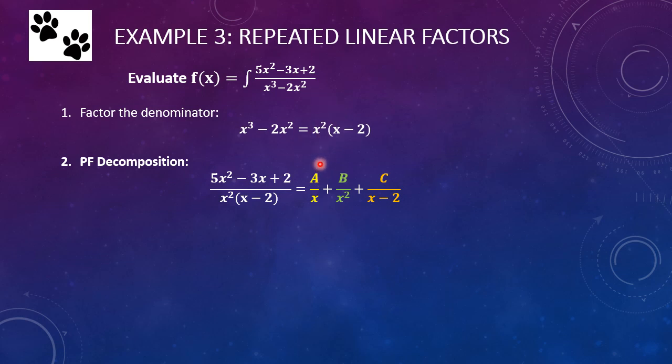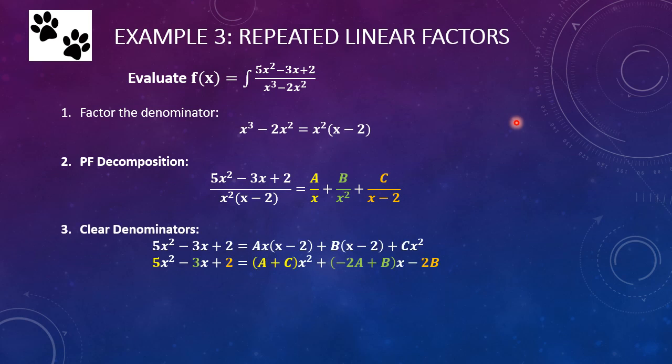And so here we have a over x plus b over x squared plus c over x minus 2, which only has an exponent of 1. We're going to get rid of the denominator, and what we get is 5x squared minus 3x plus 2 equals a plus c x squared plus negative 2a plus b x minus 2b.